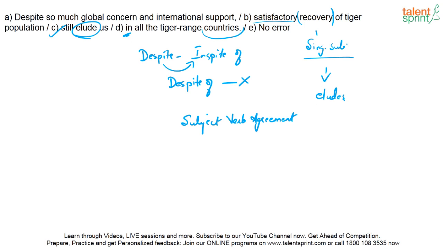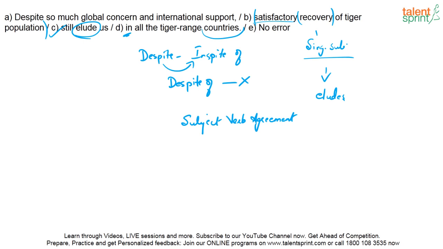A lot of you are coming back and asking the meaning of elude. Elude means escaping or avoiding something, right? So the satisfactory recovery of tiger population still eludes us in all the tiger range countries. So this is not happening. You're trying to avoid or escape this particular danger. You're failing to attain the satisfactory recovery of tiger population, despite so much global concern and international support.